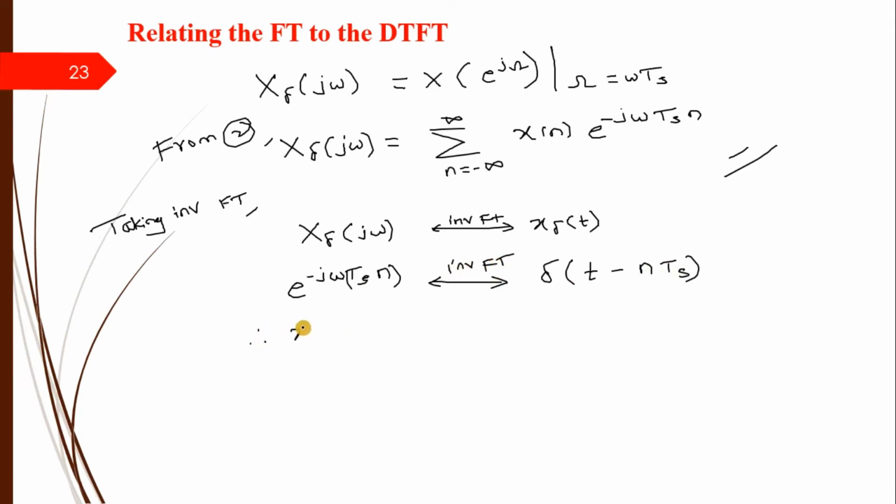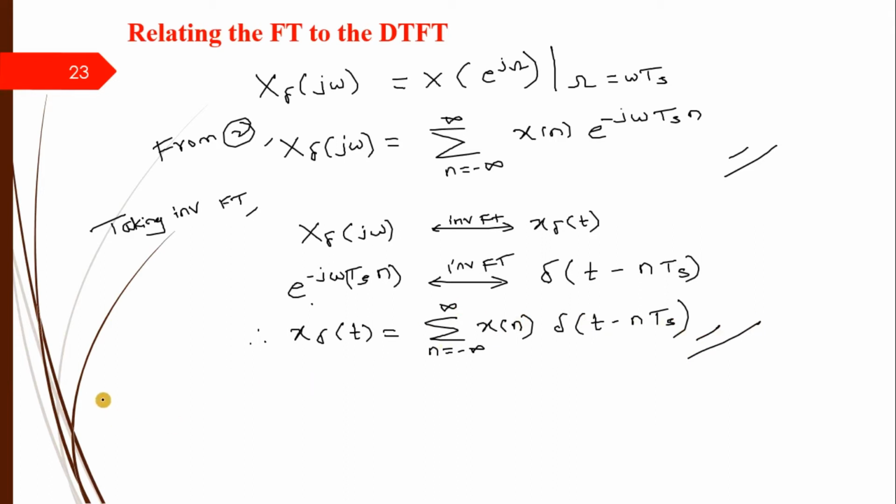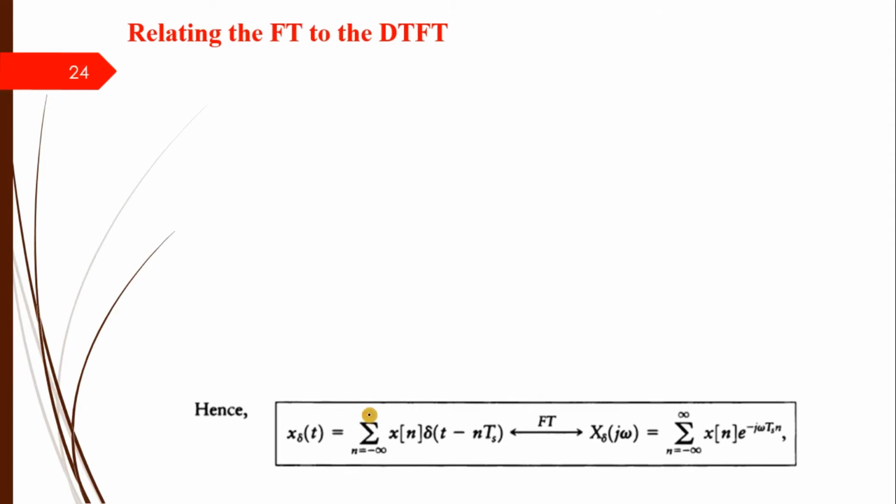So therefore I can write x delta of t is equal to, by taking its inverse transform, summation n equal to minus infinity till infinity x of n, same thing. This is taken inverse, and this particular term, if I take its inverse, I get delta t minus n ts. So this is again one more important derivation. Hence the final equation is, I have written here.